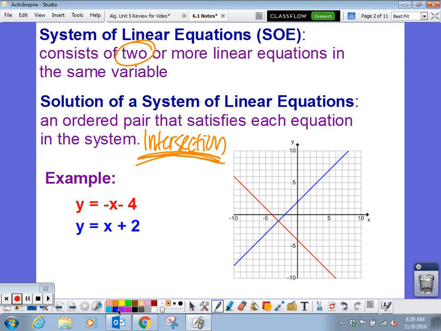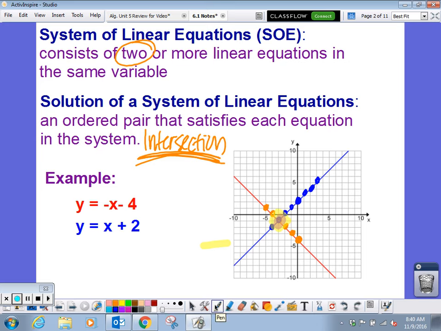So if you look at this example, first looking at that red line, you have y equals negative x minus 4. You see it started at negative 4, and then your slope's negative 1. So that's where this red line came from. And then your blue line, you have y equals x plus 2, so it started at 2, and it went up 1 over 1. You always want to graph these lines until you see where they cross. I don't need you to plot 15 points on each line. I need you to plot enough points to where you see where they intersect. So you can see that these two lines intersect right here at that point.